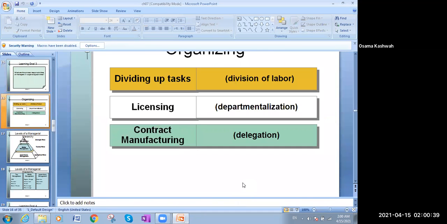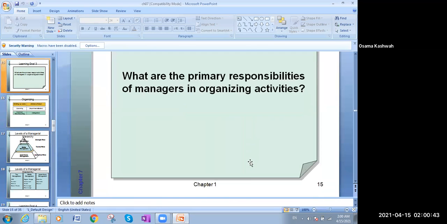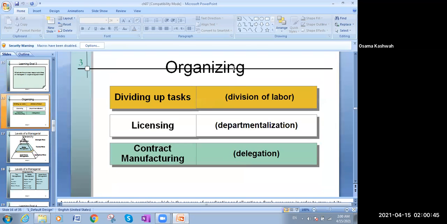So now we will talk about organizing, and to talk about organizing here, we have to talk about things like division of labor. What do you mean by division of labor? That everyone should be specialized in a specific part of the job. Okay, licensing. What do you mean by licensing? What do you mean by departmentalization? What do you mean by delegation, which we will come to see just now?